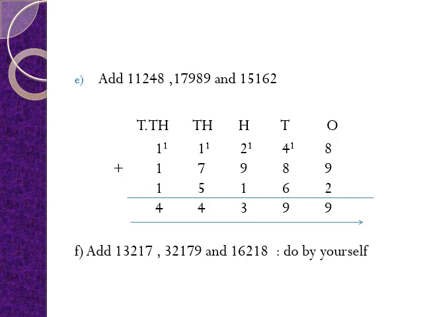Part E: 11,248 plus 17,989 plus 15,162. So arrange it in the place value chart. Then in the ones place we get 8 plus 9 plus 2, that is 19. 9 carried 1. So in the 10s place we get 4 plus 1 plus 8 plus 6, that is 19. 9 carried 1. So in the 100s place 2 plus 9 plus 1 plus 1, 13. 3 carried 1. 1000s place 1 plus 7 plus 5 plus 1, that is 14. 4 carried 1. 1 plus 1 plus 1 plus 1, the answer is 4. So part F you will do by yourself.